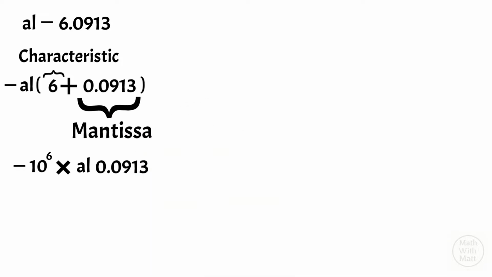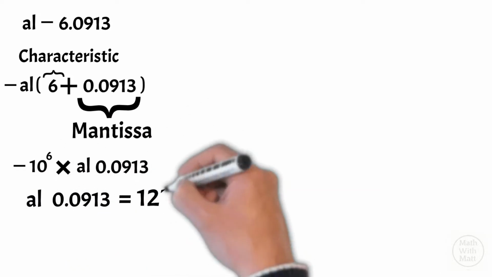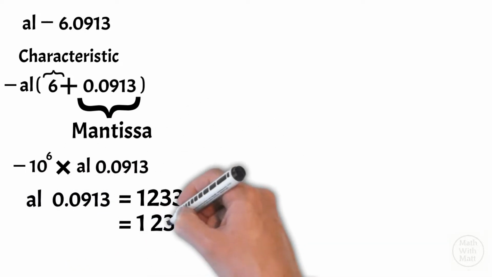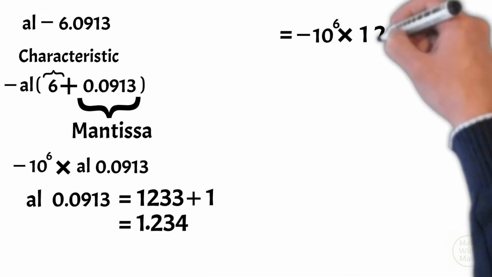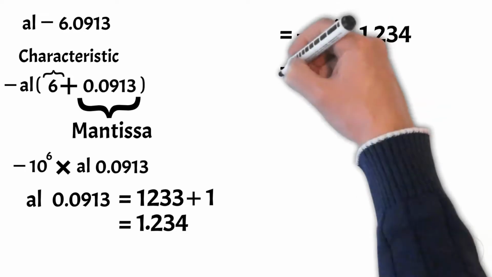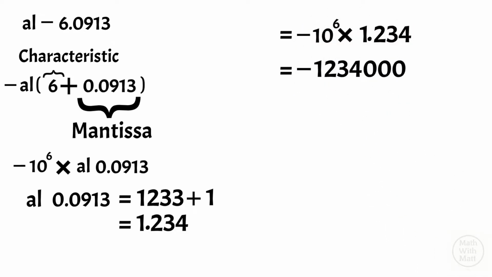Next, we find the value of mantissa from antilog table, which we've calculated in the previous problem, which came out as 1.234. And then we multiply -10 to power 6 to this, and get our final answer as -1234000.